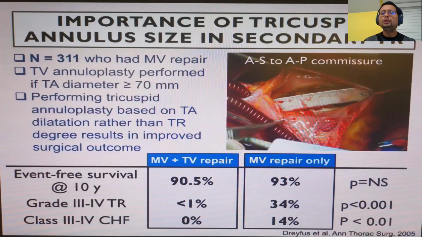Okay, so how does the surgeon know when they operate on the left side when to also touch the right side, the tricuspid valve? Of course, if they have at the time concomitant severe tricuspid regurgitation, they will repair straight away because you know it's already severe. However, if it's not severe, how does the surgeon decide whether they want to intervene or not? So they measure the annulus. They see whether the annulus is dilated or not. They measure from the anteroseptal to the anteroposterior commissure. They look whether it is more than 70 millimeter. If intraoperatively this AS to AP commissure is more than 70 millimeter, they will repair this valve.